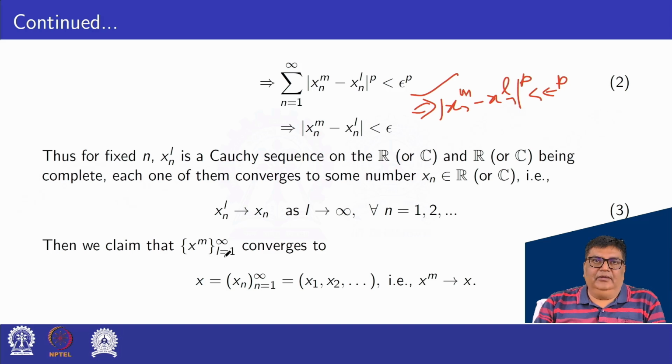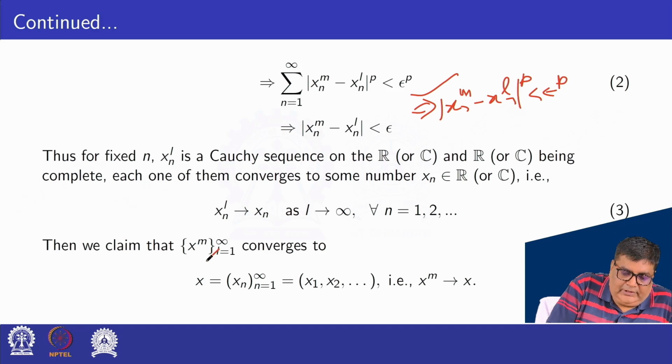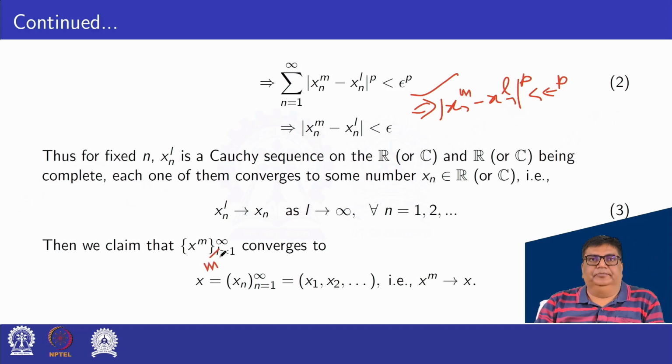So we claim that (x_m), m equal to 1 to infinity, converges to the point x, that is x = (x_1, x_2, and so on up to infinity). In short we can write (x_n), n equal to 1 to infinity. So we claim that x_m converges to the point x.